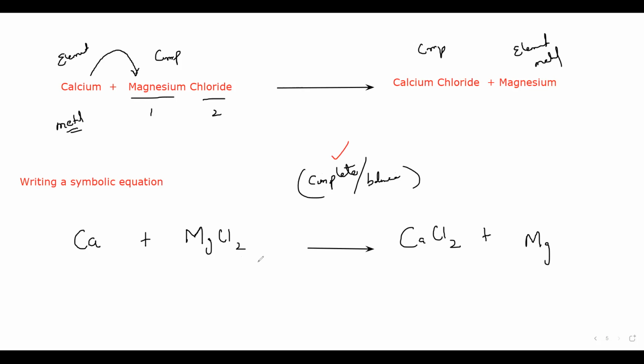The second part is balancing. When you start balancing, normally we start with oxygen, followed by hydrogen and then other elements. But here we don't have oxygen, so we can start with any element. Chlorine: 2 chlorine on the left hand side, 2 chlorine on the right hand side, so chlorine is balanced. 1 magnesium on the left hand side, 1 magnesium on the right hand side, and 1 calcium on the left hand side and 1 calcium on the right hand side. So actually this equation was already balanced when it was completed. With some equations, it happens that when we complete them, they are already balanced.